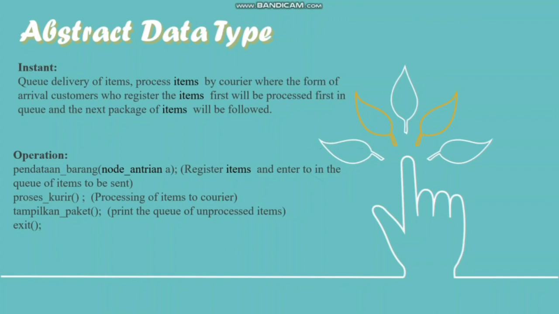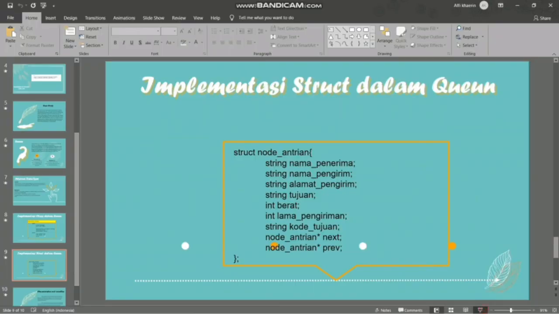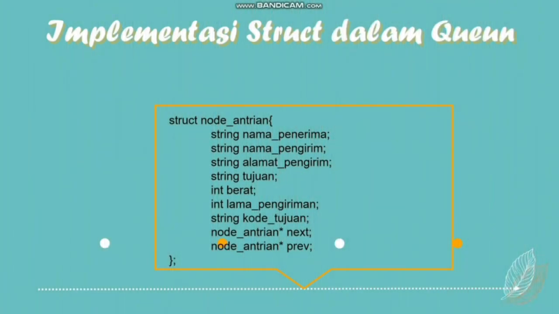Operation. Pendataan barang, node antrian. Register items and enter them in the queue of items to be sent. Process courier: process of item to courier. Tampilkan paket: print the queue of unprocessed items. Node antrian.